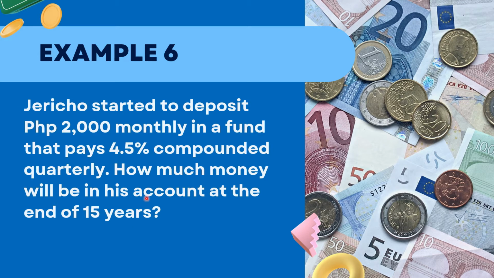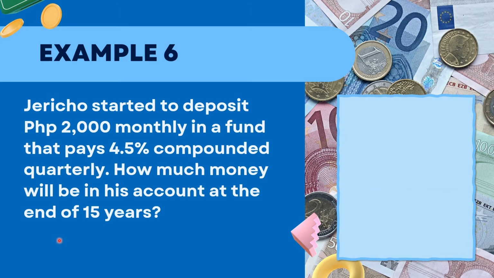Yan. So, verify po muna natin kung ito po ba ay general ordinary annuity. Yan. So, yung pagbabayad daw po ay monthly, while yung interest period naman natin ay quarterly. Yan. So, magkaiba po siya. So, ibig sabihin, general ordinary annuity po ito. Yan. So, let's identify the given.